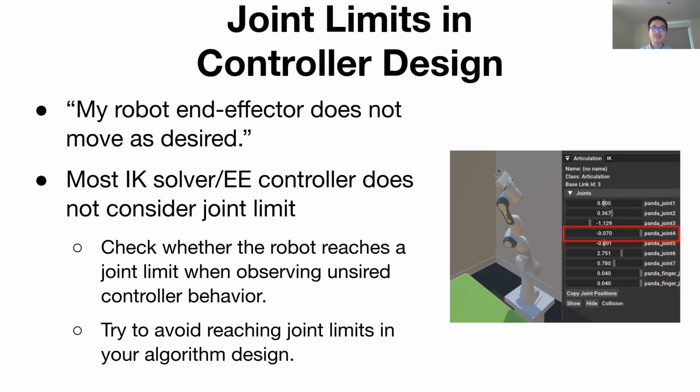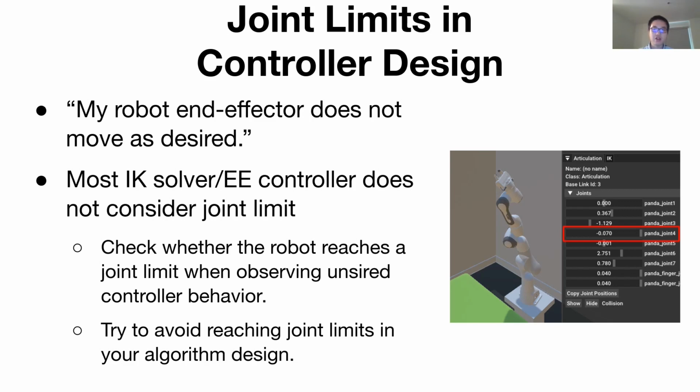Next, the joint limits in controller design. Sometimes the robot end-effector does not move as desired. Even if we tell it to move in a certain direction, it may not be able to do so. And this is often caused by the joint limits. Since most IK solvers or EE controllers do not consider joint limits, when the robot reaches a certain joint limit, the end-effector controller may not be able to move in certain directions. So in general, we should avoid reaching joint limits in the algorithm design.